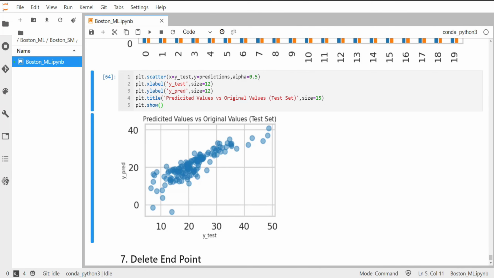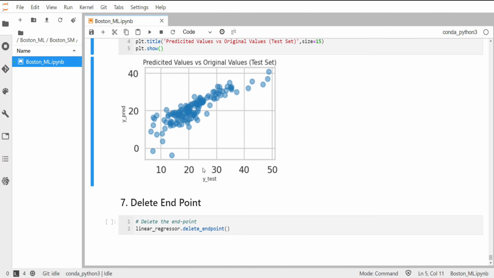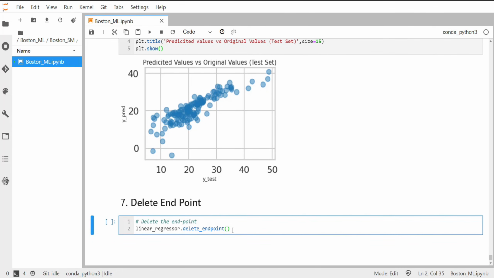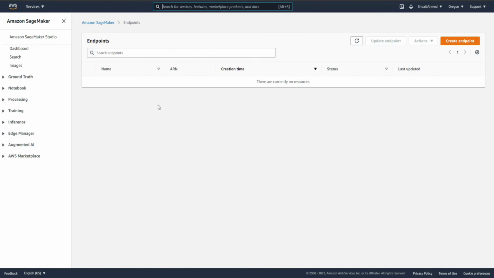So finally, don't forget to delete the endpoint as it incurs charges even if created and not used. So we will delete this endpoint. Now run this command. Okay, so our endpoint is now deleted. This is it for this project on Boston house price prediction.